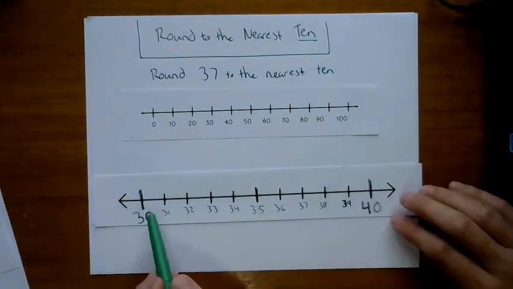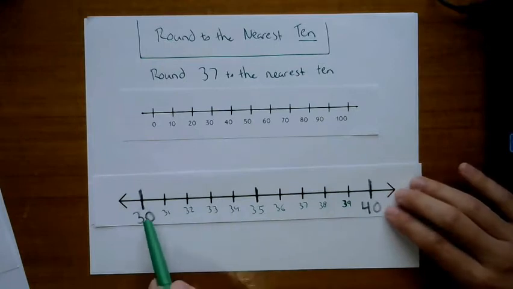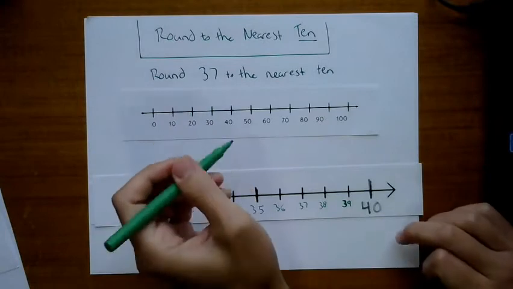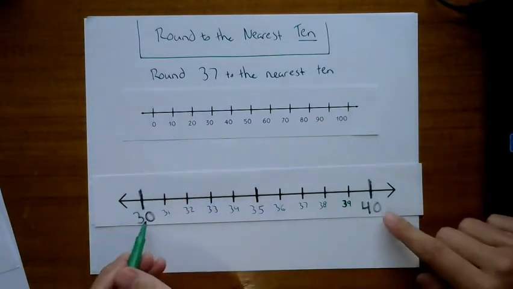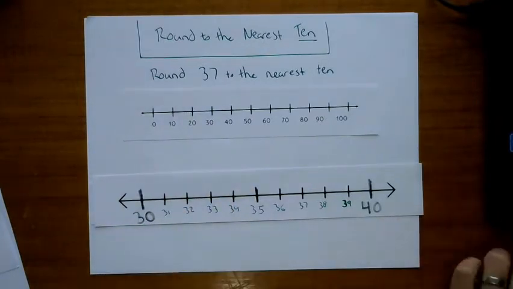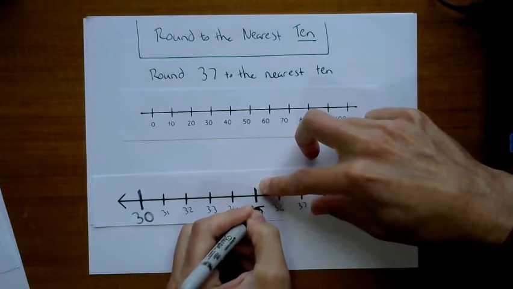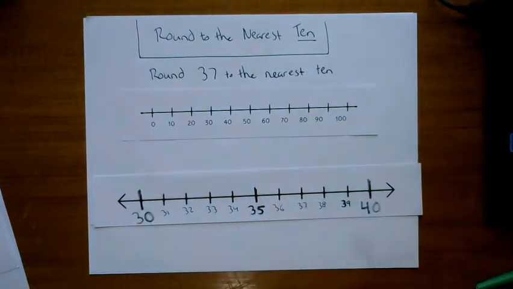And now I've filled in all of the numbers between 30 and 40. So it's important to know what's right in between 30 and 40. And remember, our magic number is 5, and sure enough, 35 is right in the middle. Just like 5 was in between 0 and 10, 35 is between 30 and 40.